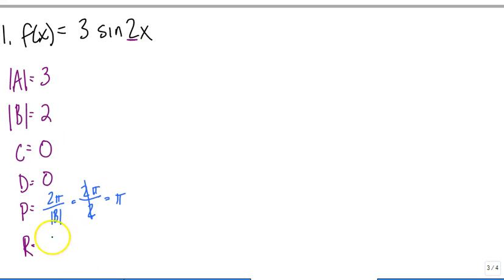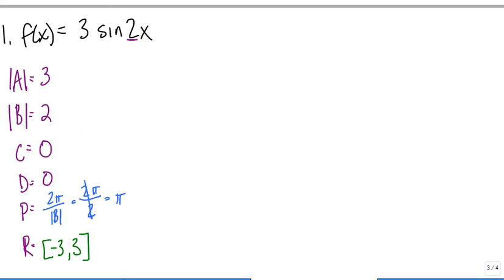And then the last thing we're going to do is find the range. So the range is calculated by a formula. It's d minus the absolute value of a and d plus the absolute value of a. So if everything's starting at 0, the height of our graph is going to be 3, and the minimum of our graph is going to be -3. And so we just write it in interval notation, -3 to +3.